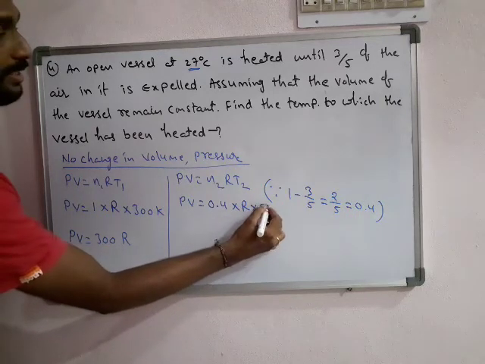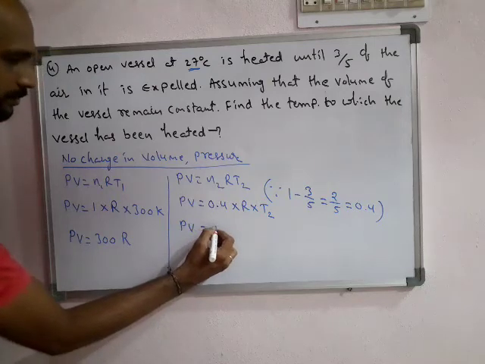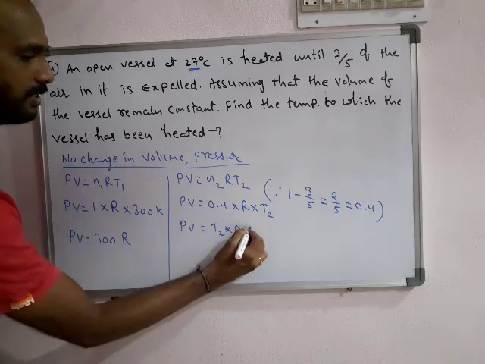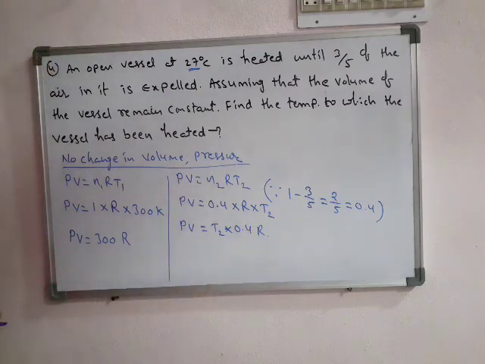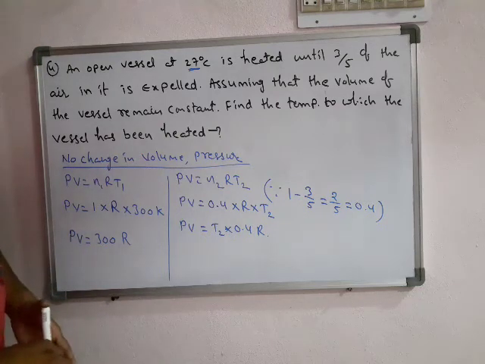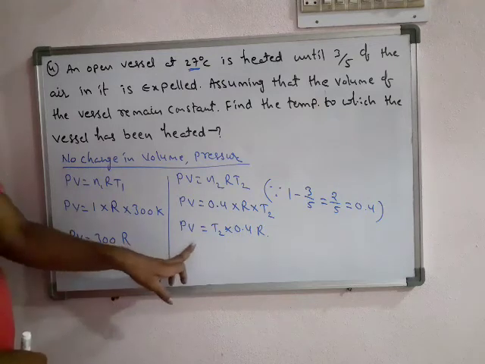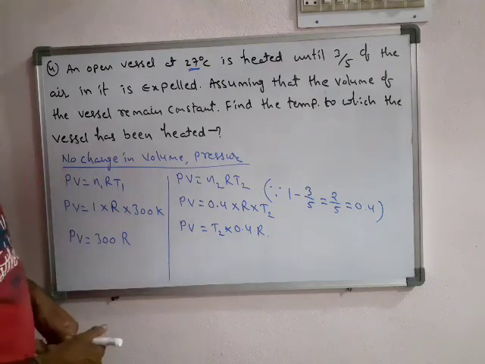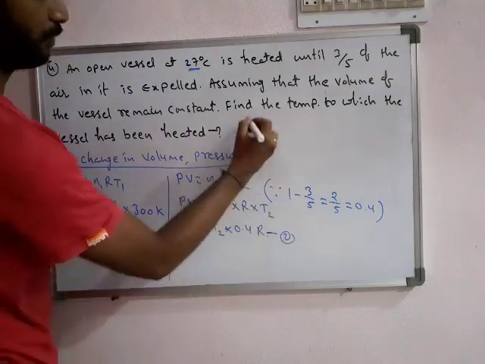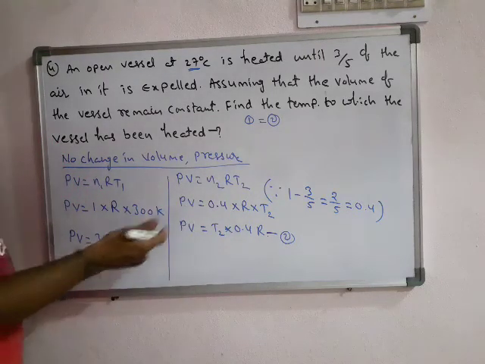Just make it R only. T2. We need to find that T2. So therefore PV is equal to T2 into 0.4 R. So both are for the same gas. Okay, both are for the same gas. So here both values are equal. PV is equal to 300 R, PV is equal to T2 into 0.4 R. So make it equation 1, equation 2.